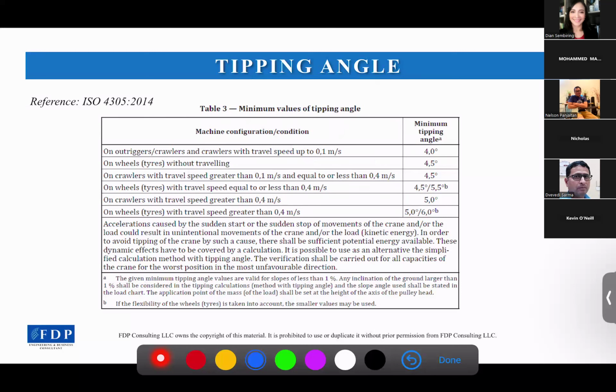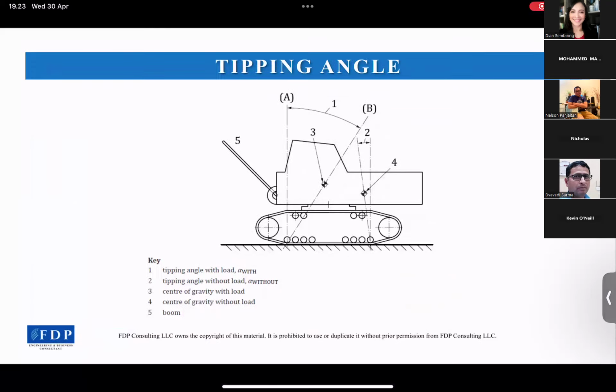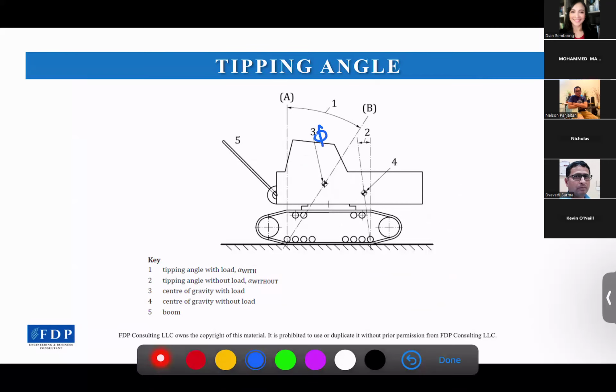Now, the question is, if the COG is higher, will it be safer or not during the lifting? Let's say the COG is somewhere here. Will it be safer for the lifting or not? No, I think it is not safe. It will face the lateral stability issue, then the crane will tip on the right-hand side. Correct. So the answer is it's not safe.